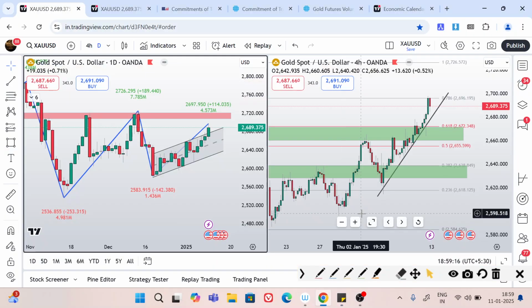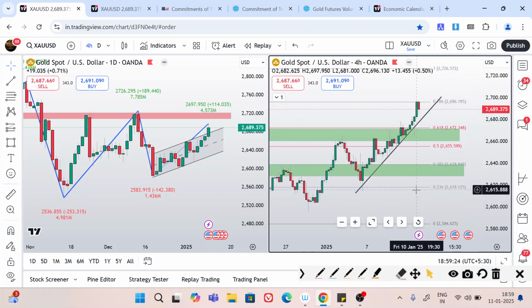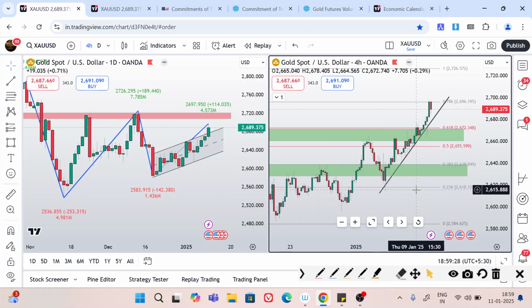Hello traders, welcome to another weekly gold XAUUSD price prediction and analysis video for next week. In this video, we are going to analyze the gold chart on different time frames, and check important price action levels and price action structures that gold is currently following, so that we can utilize those levels next week for finding buy and sell opportunities.